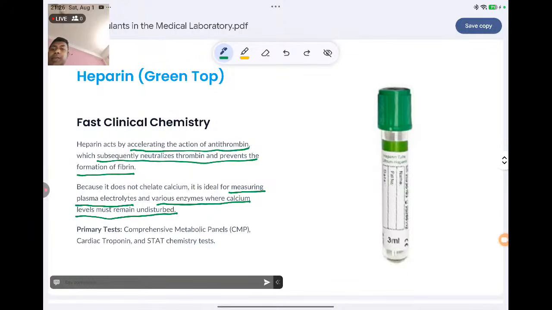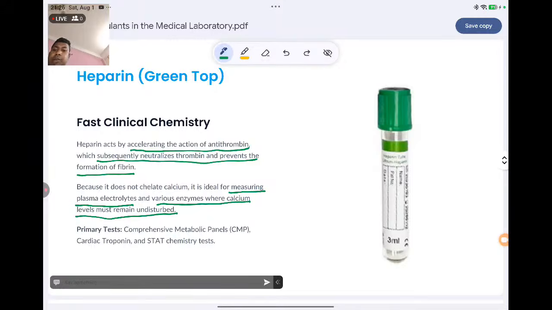Actually, the heparin tube is mainly used for the action of antithrombin, that is, it prevents thrombin formation. And if we keep the whole blood in this tube, we cannot extract serum from it. It is only used for plasma testing.